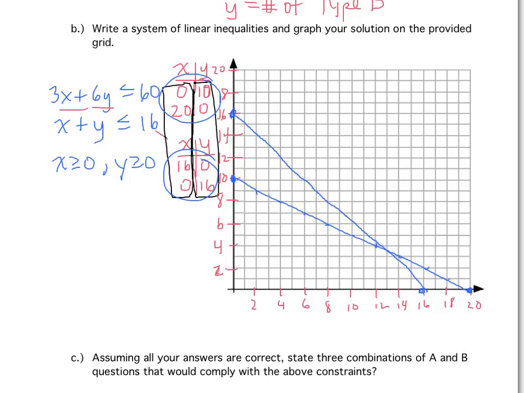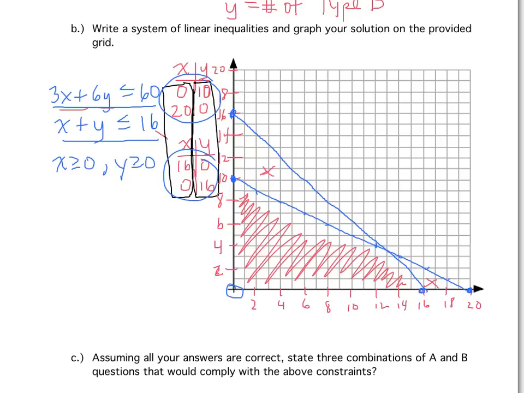So I can just go through each corner of a box, down 1 over 1. Next, I can test the origin. If I plug it into the top one, I get 0 is less than or equal to 60. If I plug it into the bottom one, I get 0 is less than or equal to 16, both of which are true statements. So I want to shade below both lines, which means I only want this region here. This region would be above one line, so that's bad, and this one would be above the other, and that's bad. So we don't want those.